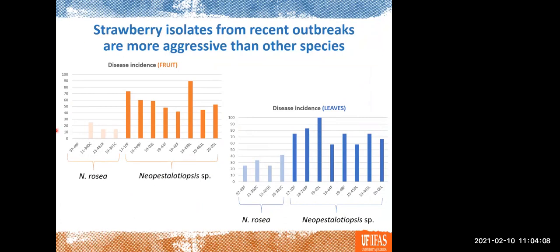So basically in this graph here, we inoculated fruit, and the isolates in the darker orange here cause significantly more disease than those isolates in the lighter orange here. This graph to the right is basically inoculation of leaves. Again, darker blue cause more disease than the lighter blue, which are basically isolates that were collected in the past. It's important to note here also that the symptoms are identical. The difference is that the new isolates cause more symptoms than isolates that we had collected historically.